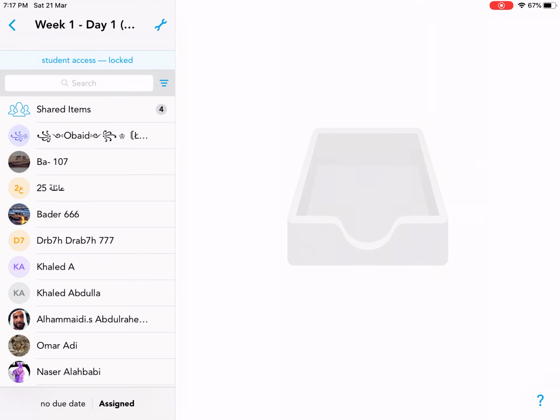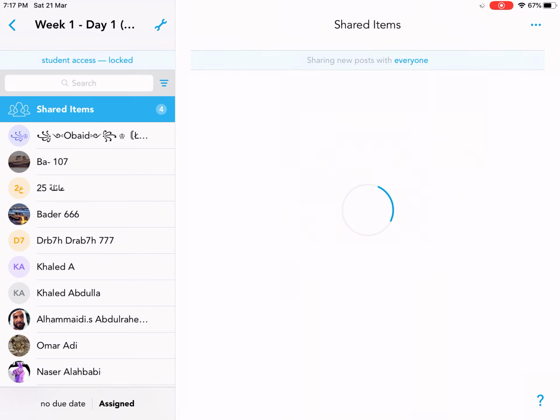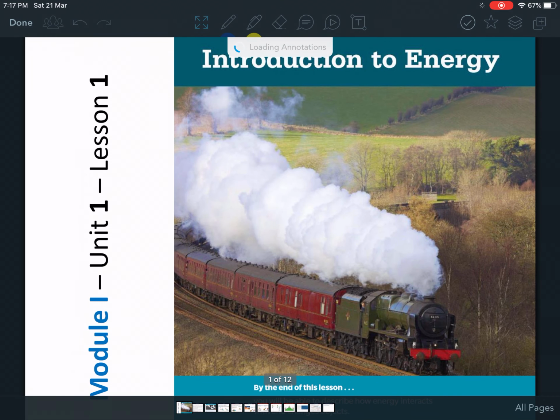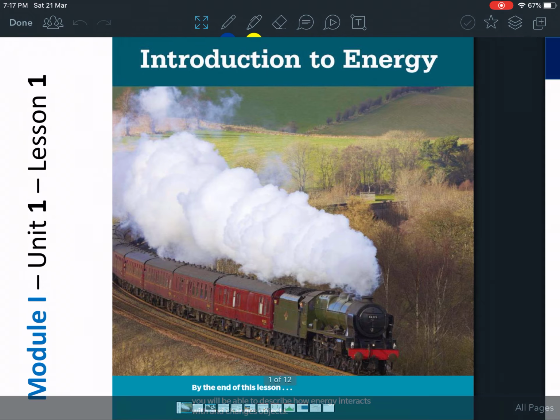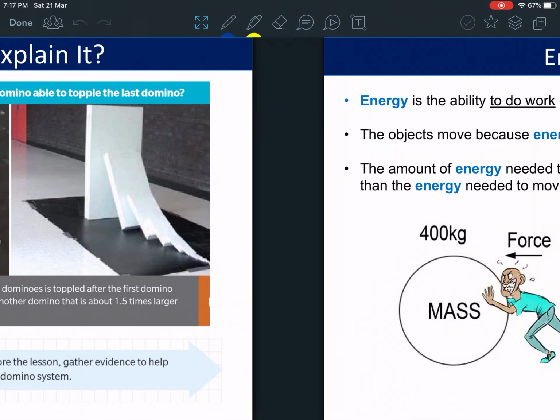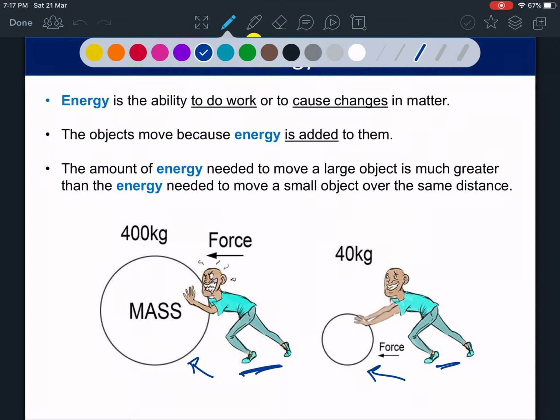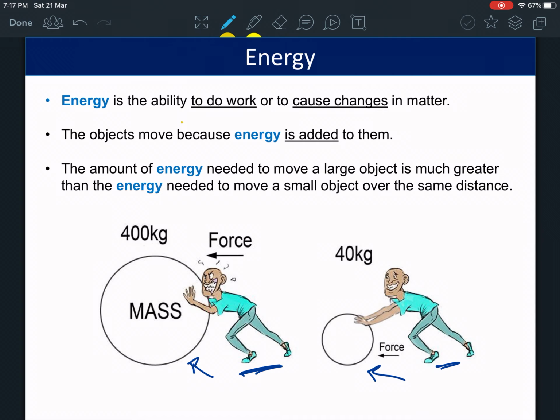So let's begin. I'm going to go for the slides for today, and I'm going to explain what you need to understand. The first thing we need to learn about is what energy is. Energy is the ability to do work.